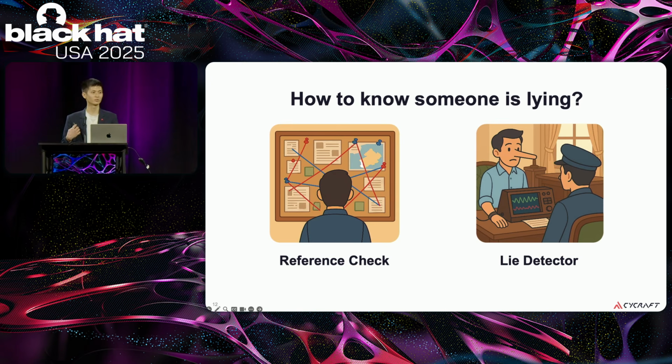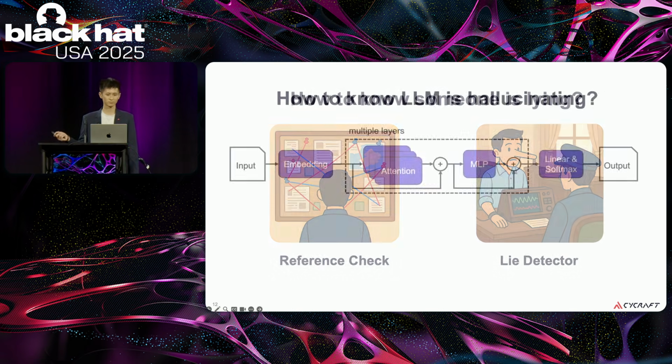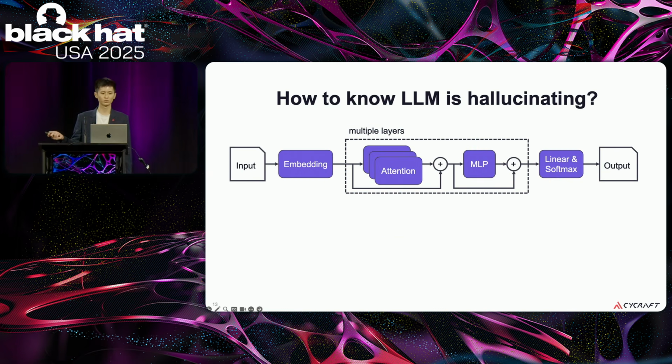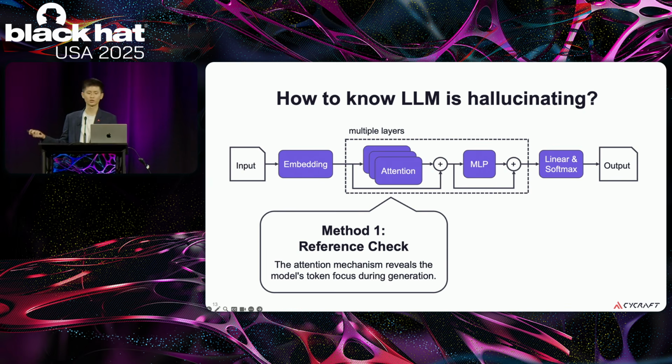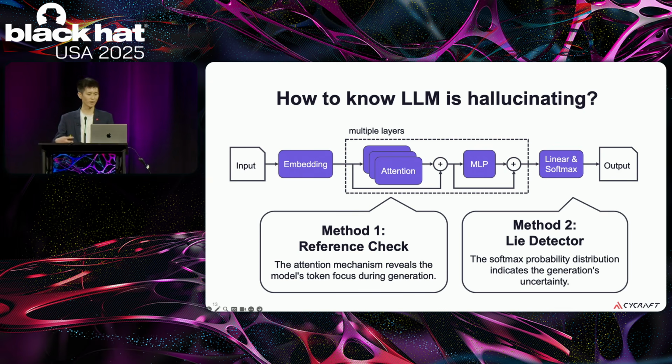Next we will see how we can bring these strategies into the language model area. First, this is the architecture of the modern language model, the transformer. There is a mechanism called attention, and this is how we do the reference check. Next, we will use softmax to do the lie detector. We will focus on these two different methods.